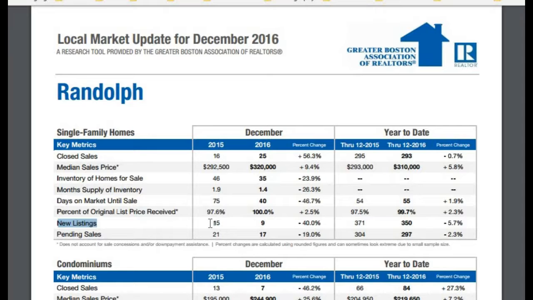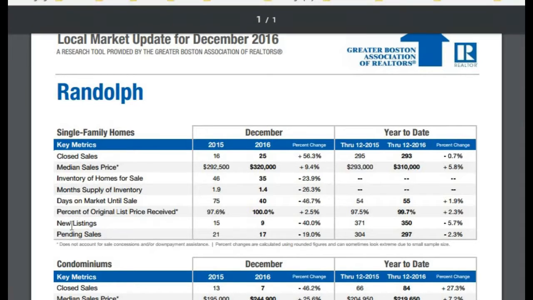Finally, just to talk briefly about new listings. At this time in 2015, there were 15 new homes on the market. In 2016, it was just 9. Pending sales decreased from 21 in 2015 to 17 in 2016. But the two key metrics I want you to get out of this report are days on market until sold and percent of original list price received. Again, this shows you clearly that we are in a seller's market in Randolph.